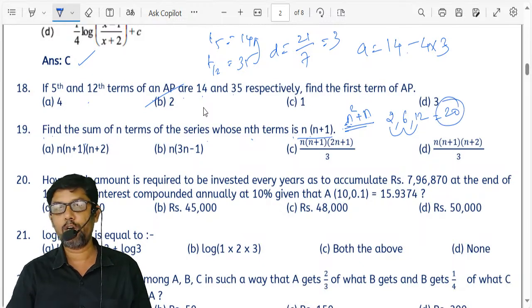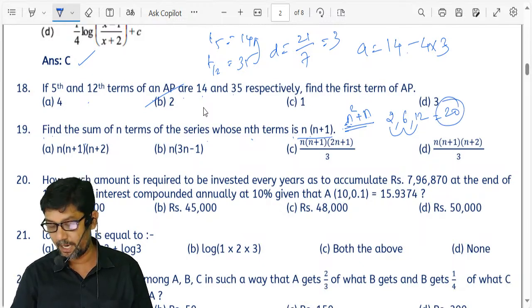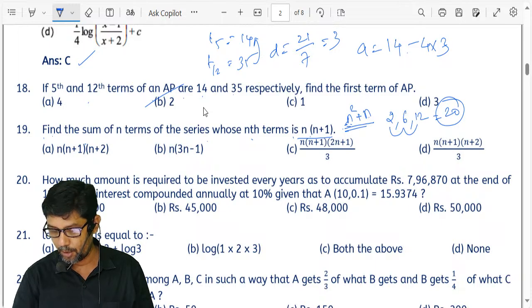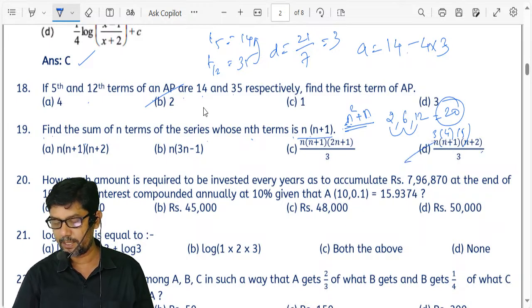Put n equal to 3 in the option. Whichever option gives you 20, that is your answer. Am I right, my dear? So let us substitute in option D. 3, 4, 5. 3 4s are 12, 5s are 60, by 2 is 20. It is coming. Option D.